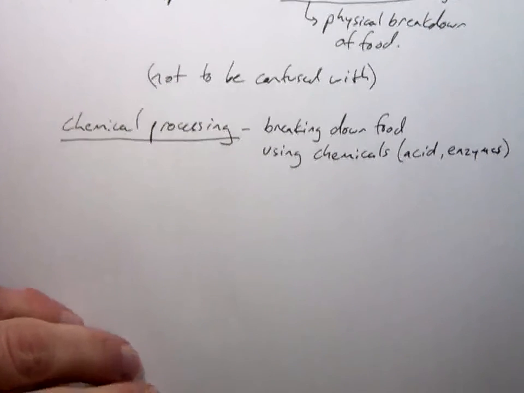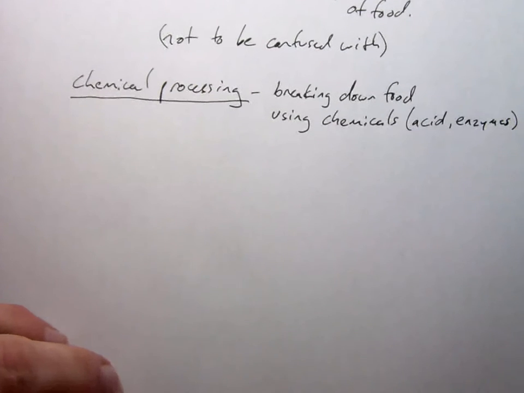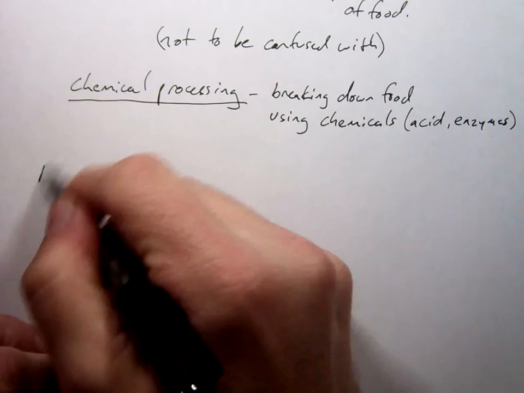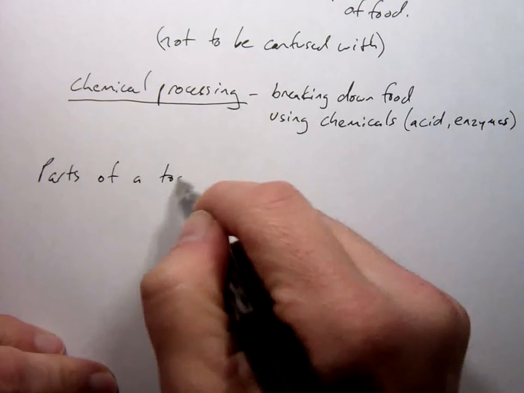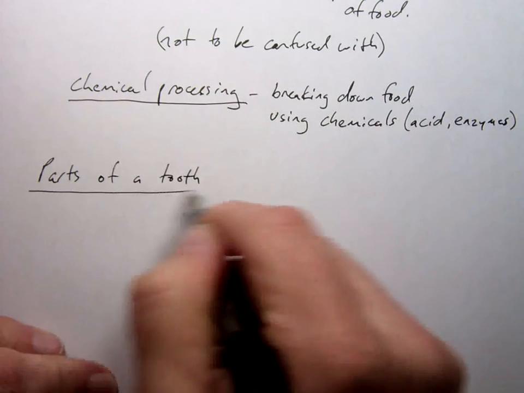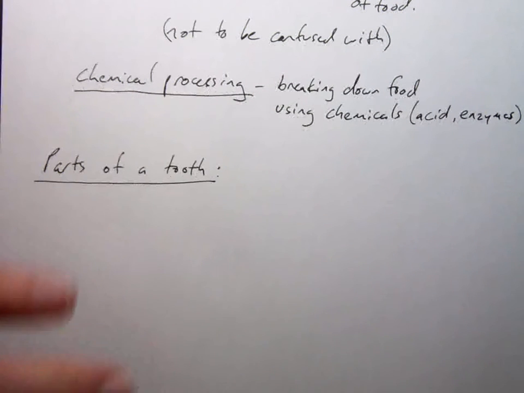So, let's move forward to parts of the tooth. Parts of a tooth. Major tooth anatomy. Your coloring sheet that you've been working on. I'm going to try to find me a copy of it here. Should have these parts therein.